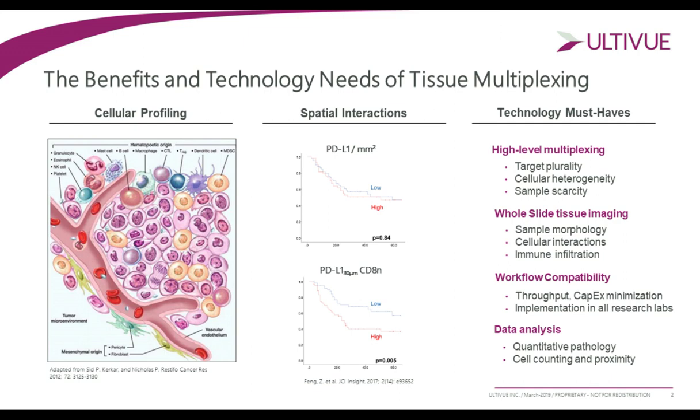One of the bigger things that I think most people have struggled with with tissue multiplexing is assay development. You want something that is very reliable, very robust, and very easy to implement. You want it to fit into the existing workflows that you are familiar with and work with equipment that you already have readily available.